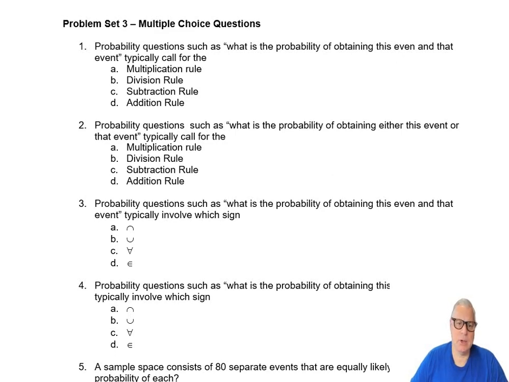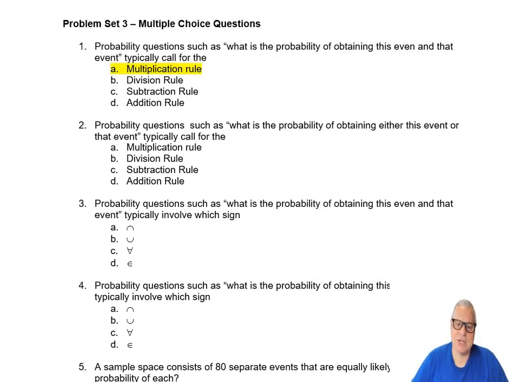Okay, let's continue with problem set 3, which is mostly multiple choice questions. Probability questions such as what is the probability of obtaining this event and that event typically call for the multiplication rule, division rule, subtraction rule, or addition rule. Well, this and that is the multiplication rule.